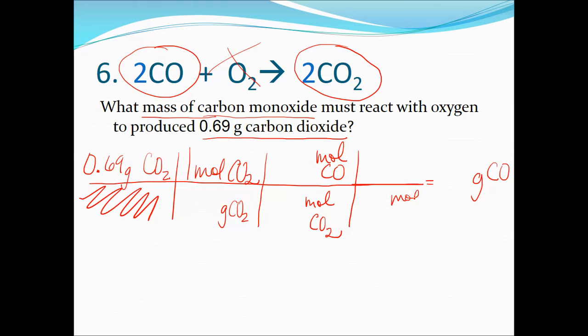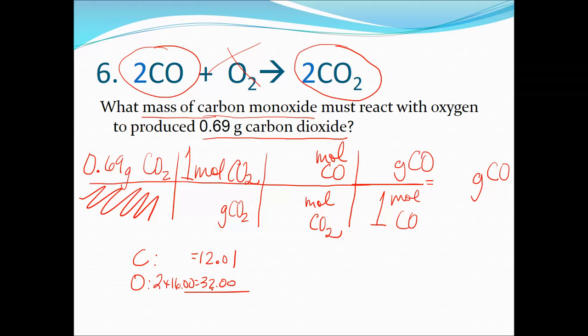Now I need moles of CO to divide out, grams of CO on top. This is the molar mass of B. So that means this will be a 1 mole there. Grams per 1 mole, again, grams per 1 mole. Molar mass is always grams per 1 mole. All right, carbon dioxide. So we have 1 carbon is 12.01. We have 2 oxygens times 16, which is 32.00. Adding that up, you get 44.01 grams per mole for the molar mass.